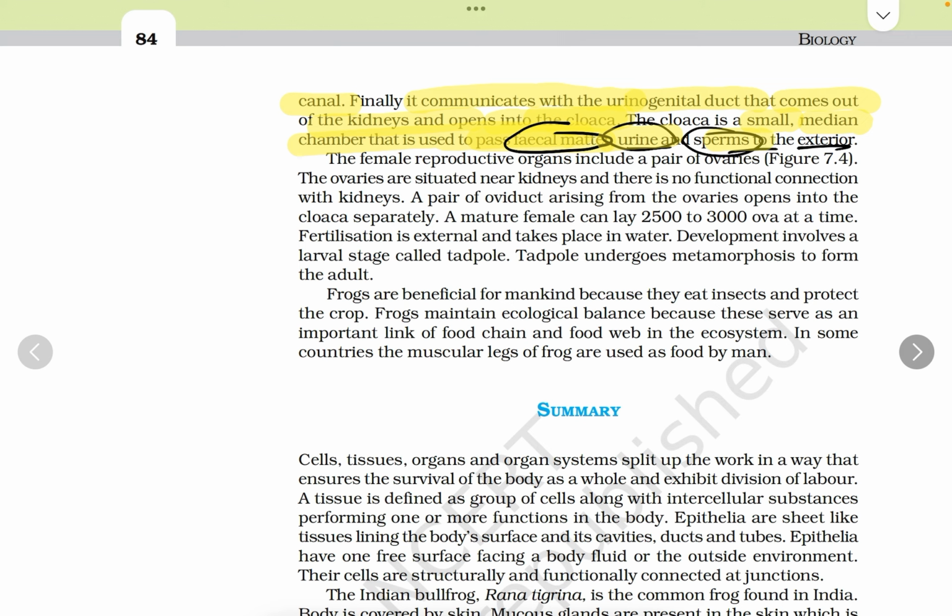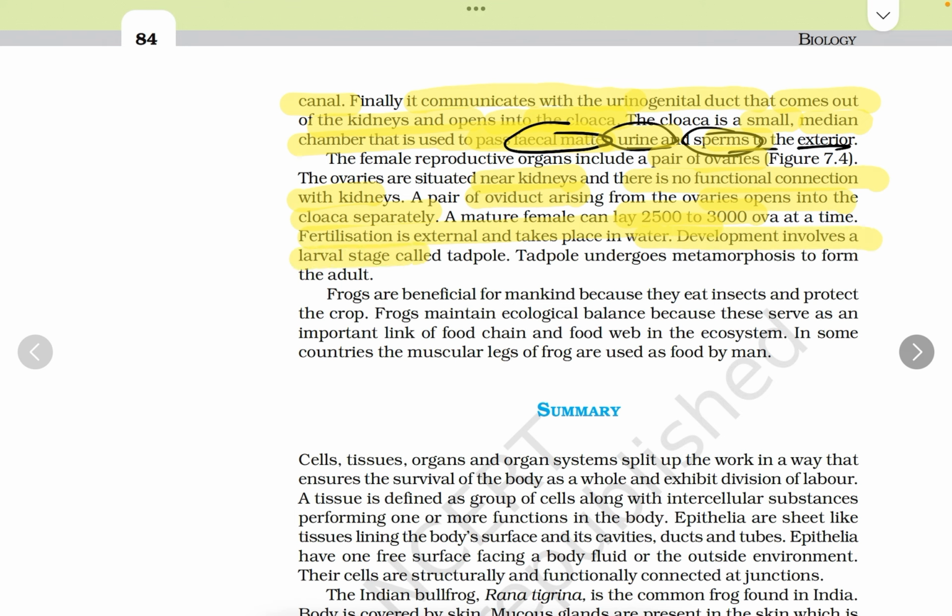The female reproductive organ contains a pair of ovaries, just like in humans. The ovaries are situated near the kidney and there is no functional connection with the kidneys. A pair of oviducts arising from the ovaries open into the cloaca separately. A mature female can lay 2500 to 3000 ova at a time. Fertilization is external and takes place in water.